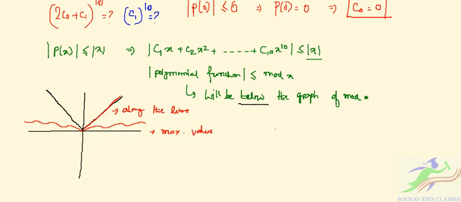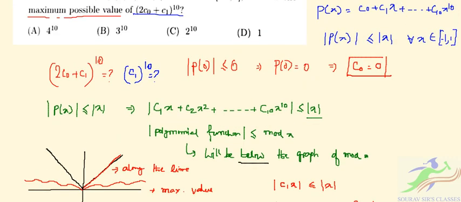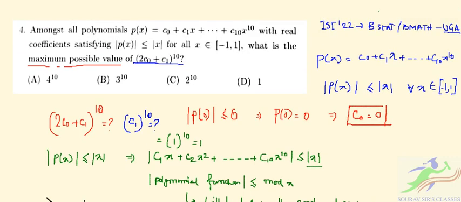So if we have the coefficient c1x, |c1x| is always less than or equal to |x|, so x is 1 in this case, so |c1| is less than or equal to 1. Since the mod function cannot be negative, c1 is equal to 1. So if we put the value over here, it is simply 1 to the power 10, which is nothing but 1. So the correct option in our case is option D, that is 1.